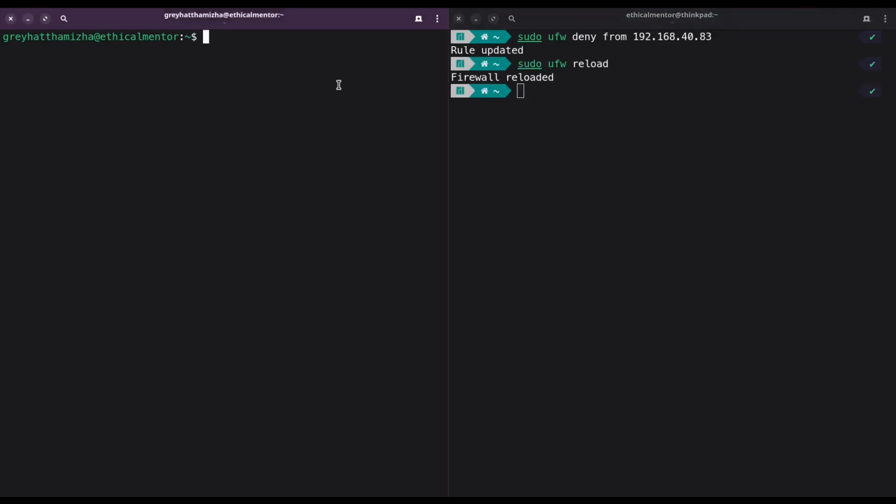Second, let's see how to block a particular IP address in a network and how it's done. See, the pings from this particular host are blocked.